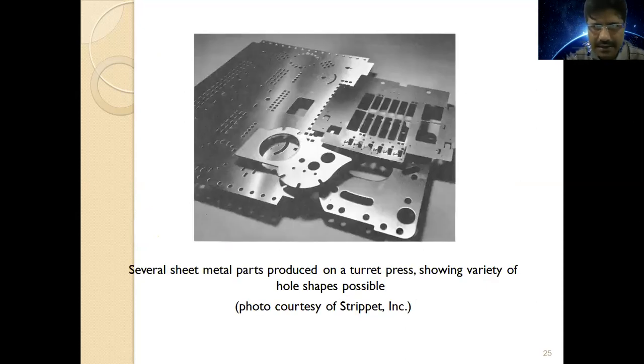These are the parts that are produced on a turret press. Several sheet metal parts are produced on a turret press, showing a variety of holes and shapes possible. These are basically boards that are used in computers and other controller boards, motherboards. Phones also use this type of sheet metal parts.